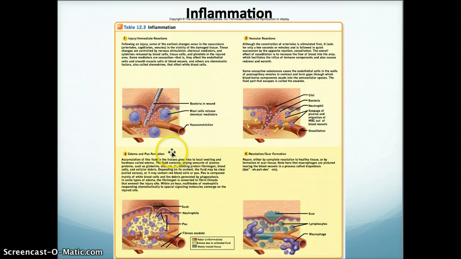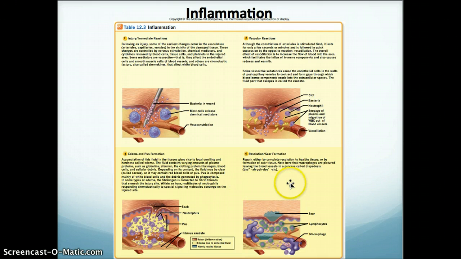The next step would be edema, which is swelling, and pus formation. You can see down here a scab has started to form. We have lots and lots more neutrophils, which make up that pus. And we have fibrous exudate, which is part of it that's being released now that can be cleaned up and taken away from the site of injury.